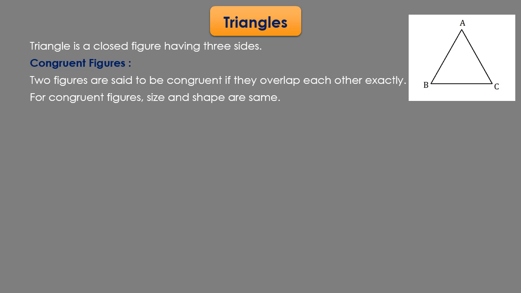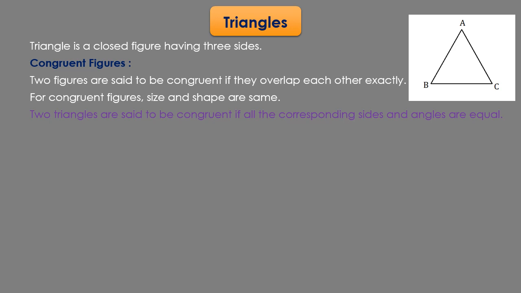Now if we discuss two congruent triangles, two triangles will be congruent if and only if all the corresponding sides are equal as well as all the corresponding angles are equal. If all the corresponding sides are equal, then there will be the same size, and if all the corresponding angles are equal, then there will be the same shape, right? So for holding the same size, sides need to be equal, and for holding the same shape, angles need to be equal. So this is about two congruent triangles.